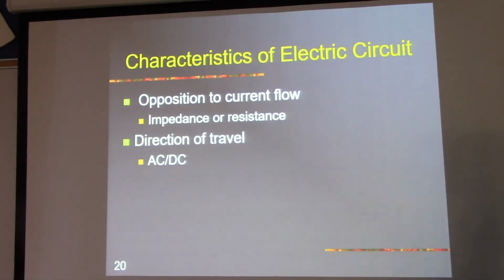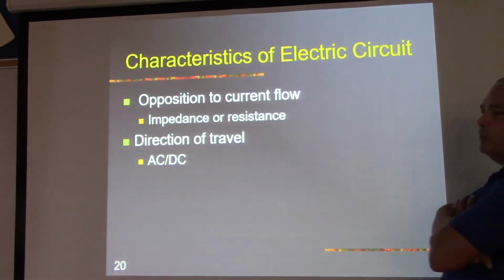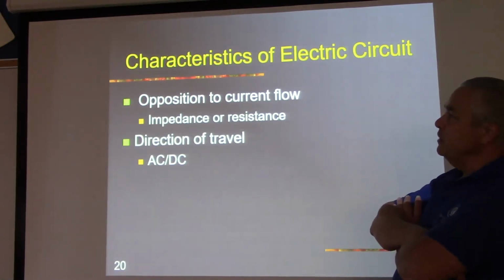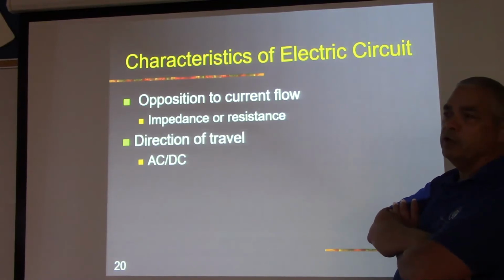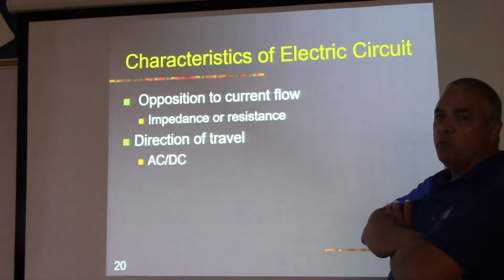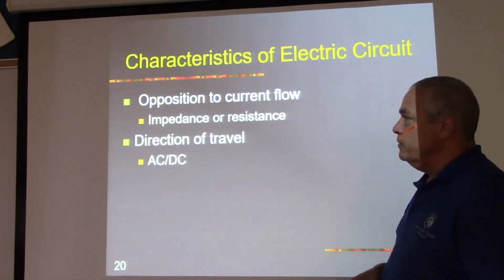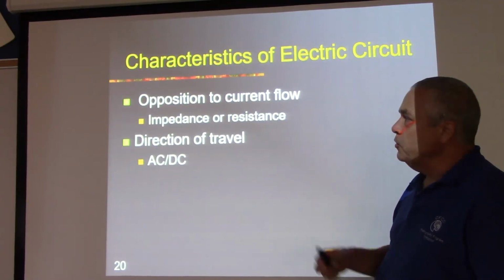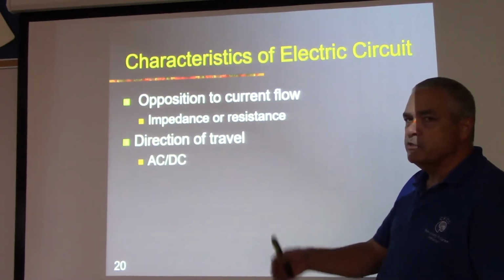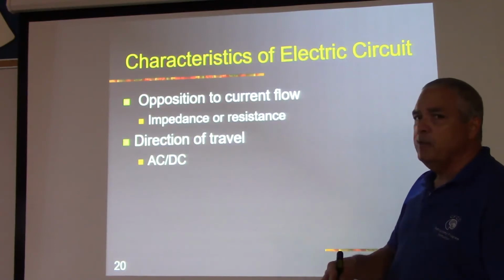And there's also opposition to current flow. It doesn't matter if you have a really, really good copper conductor, it's still not going to like having current flowing through it. So what's going to wind up happening, those atoms in that conductor are going to get a little bit irritated, and they're going to start getting hot. So there's always going to be some resistance to the flow of current. Now we'd like to keep that under control.